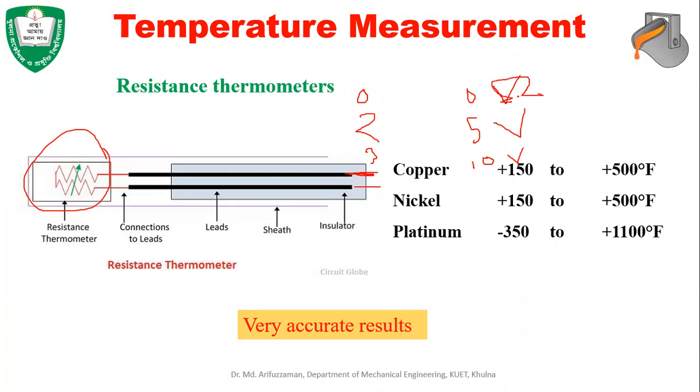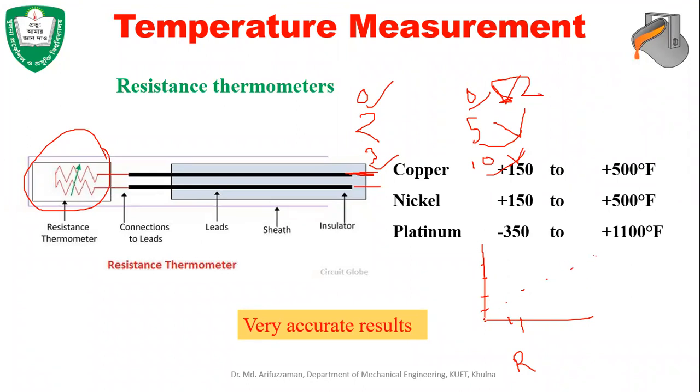We measure the resistance, so it will be in ohm. That means at 0 degrees the resistance is zero, at 2 degrees the resistance is 5, at 3 degrees the resistance is 10. That's how we can then use the calibration curve. Using known temperatures like 2, 3, 4, 5, 6, we can put the resistance R in this direction, and then we'll get some points.